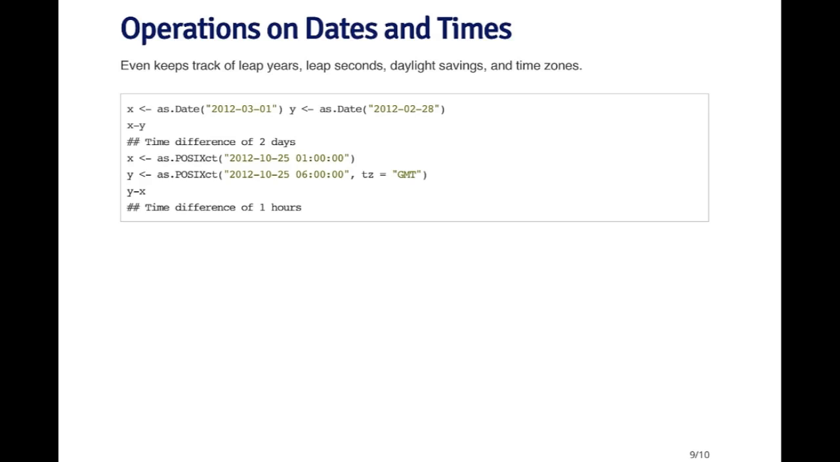Similarly, I can take two times, one which is x, in my current time zone, and then y, which is in the time zone of GMT, Greenwich Mean Time, and take the difference between those. Even though it looks like it should be a 5-hour difference, it's actually only a 1-hour difference because of the change in the time zones. So one of the advantages of using the date-time classes is that it will automatically take care of these kinds of irregularities.